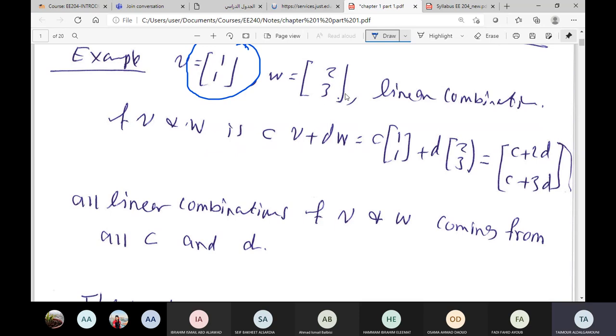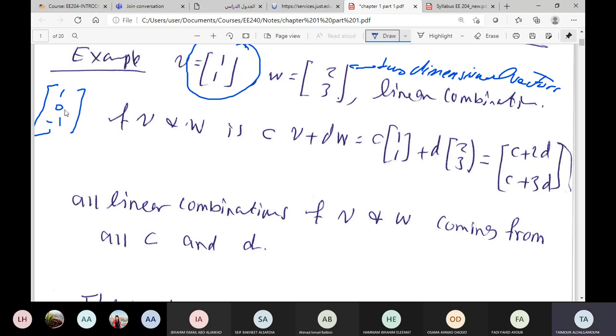Now we call these vectors two-dimensional vectors. Why do we call them two-dimensional vectors? Because they have two components: component 1, component 2. If they have three components, we call them three-dimensional vectors. If they have four components, we call them four-dimensional vectors.